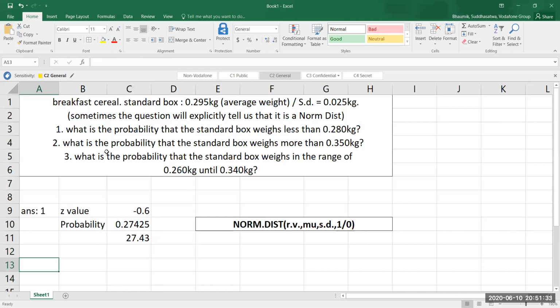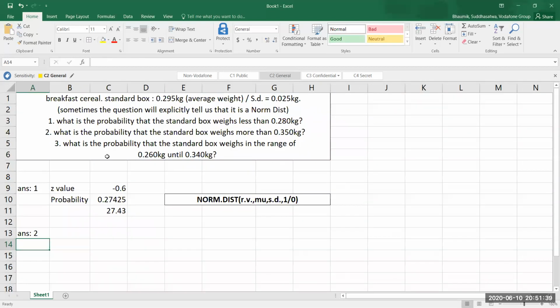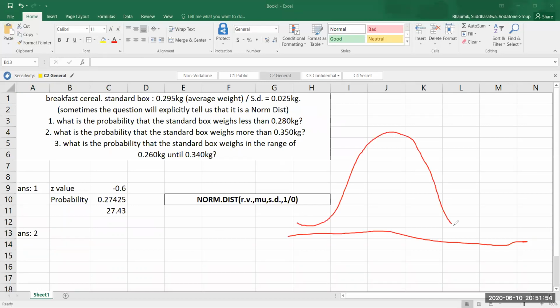Now let's look into question number 2. So I'll say answer 2. Let me just zoom out a little bit because I don't think I'll have space. So I'll just zoom out. Now again I have a question which says, what is the probability a standard box weighs more than 350 kg? So 0.350 kg, sorry.